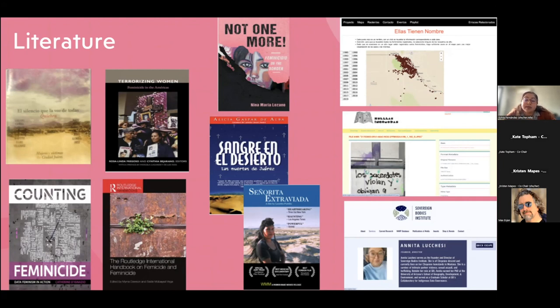Huellas Incómodas is compiling graffitis and public feminist expressions that also hold some data mentioning some of the names of the aggressors of the missing women. And lastly, Sovereign Bodies Institute, which also delves into the data of Indigenous women in the US-Canada border region.